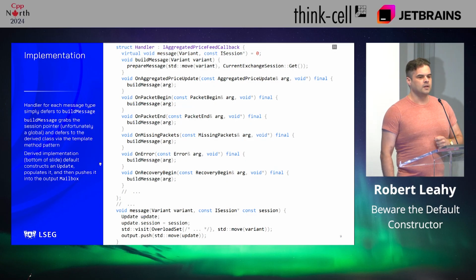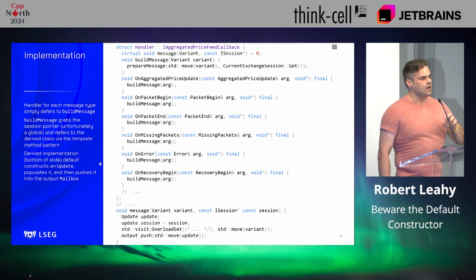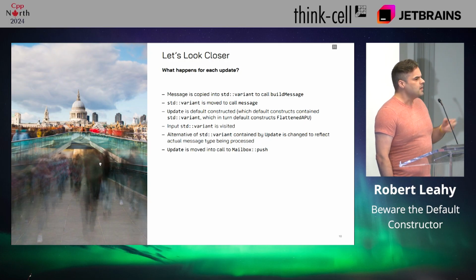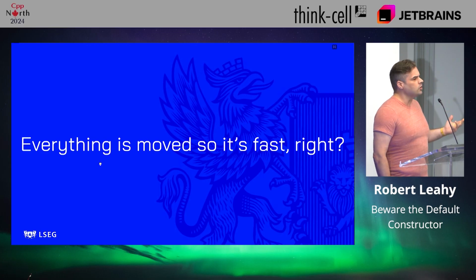At the bottom of the slide, we can see the actual implementation. We default construct an update. We set the session pointer. We visit the input variant to set the output variant, and we move it into our output queue. By my count, that is 6 operations that we're doing here. That's a lot of operations just to perform this remapping. But if you look at the slide, you look at the code, we're using C++11 move. So surely everything is fast, right?